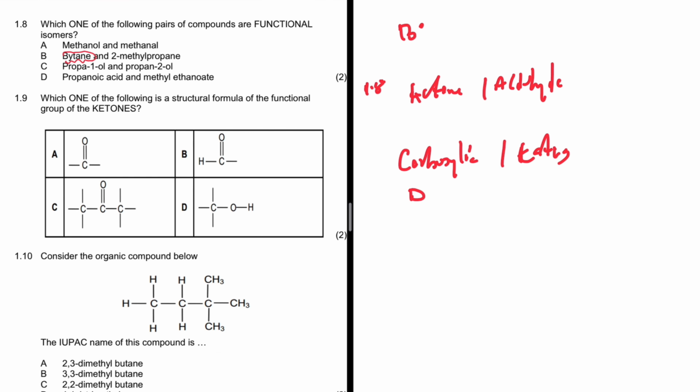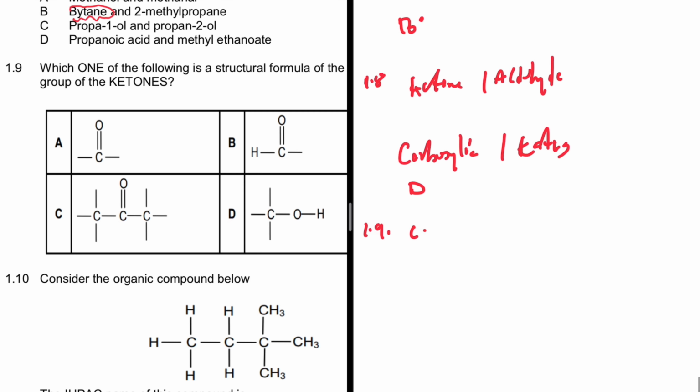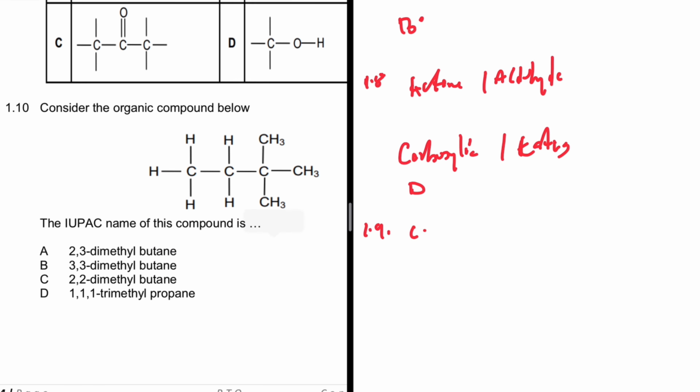Let's take a look at 1.9. Which one of the following is the structural formula of the functional group of ketones? Obviously, the answer is C here because we have memorized it. No need to solve anything.